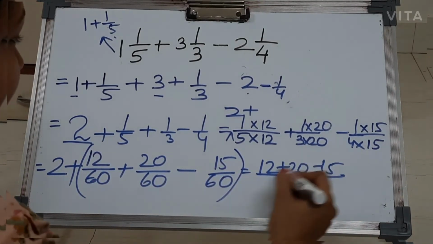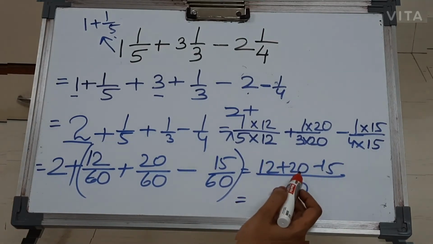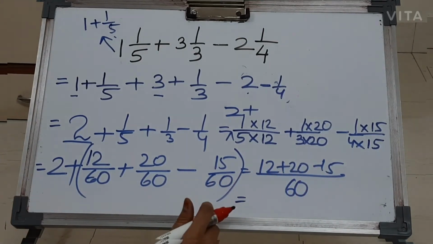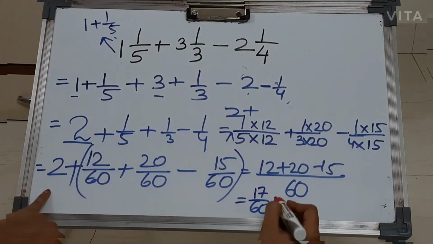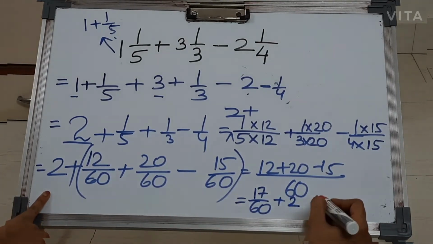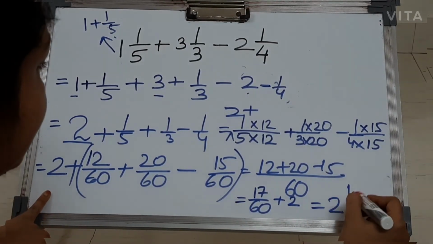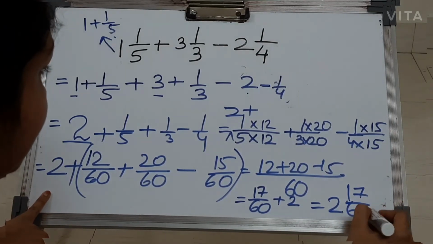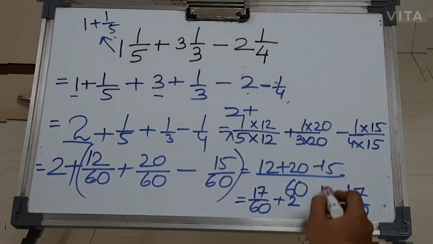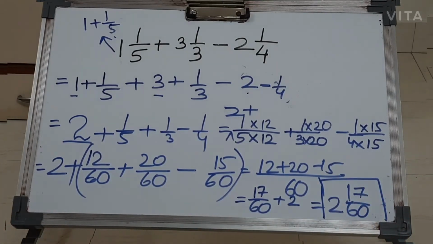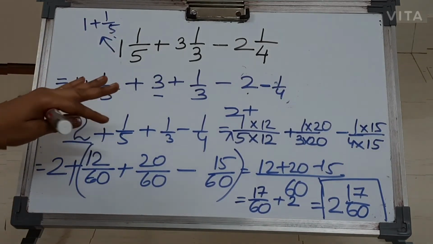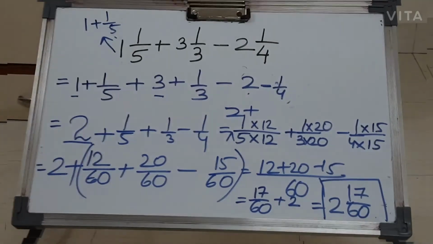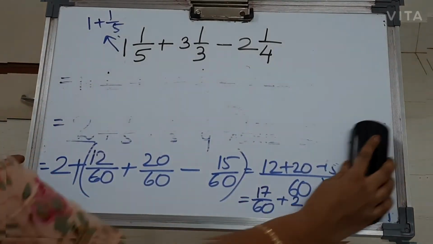Again what comes here is 12 plus 20, 32. 32 minus 15 will be what? 17 by 60. Again what we have here is plus 2. Now what will be the answer? 2 and 17 by 60. So this is the answer. Directly we are getting it without doing much calculation. Okay. Similarly, we can also convert this mixed fraction into an improper fraction. The same question we will follow here.